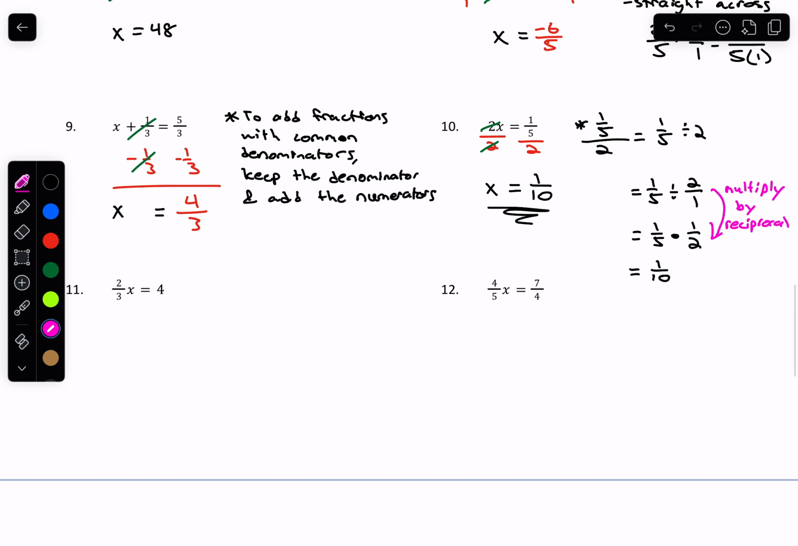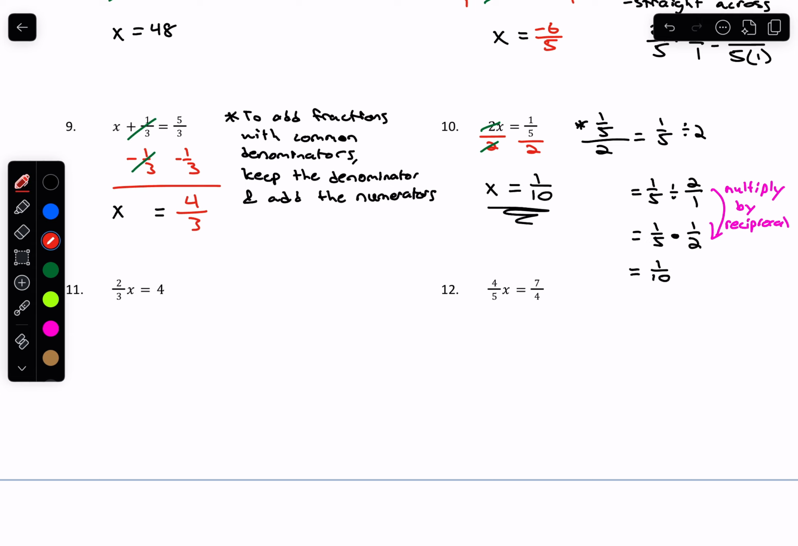All right, number 11, we have 2/3 x equals 4. We could divide both sides by that 2/3, but instead, it's easier to just multiply by the reciprocal right away. So instead of writing division on both sides by 2 over 3 like this, that's a little bit harder to work with. So instead, we're just going to go straight to multiplying by the reciprocal.